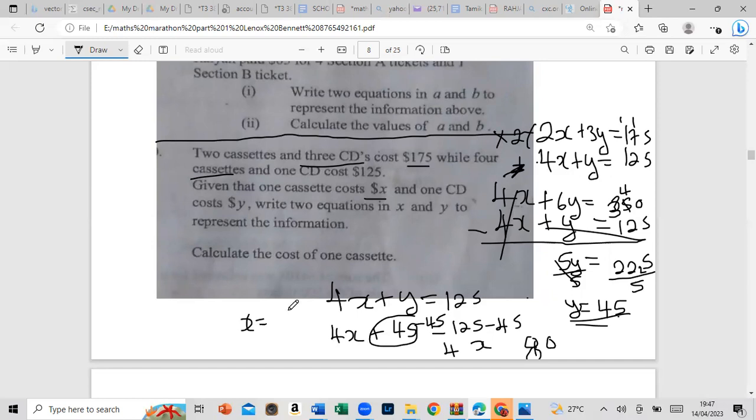Good job, good job. That's what it needs, guys. So one of them, the cassette, is worth $20, while the CD is worth $45.